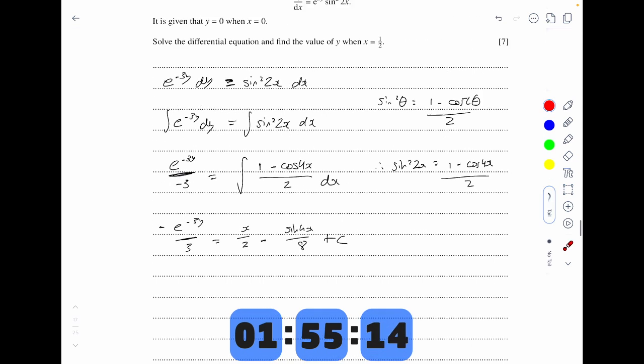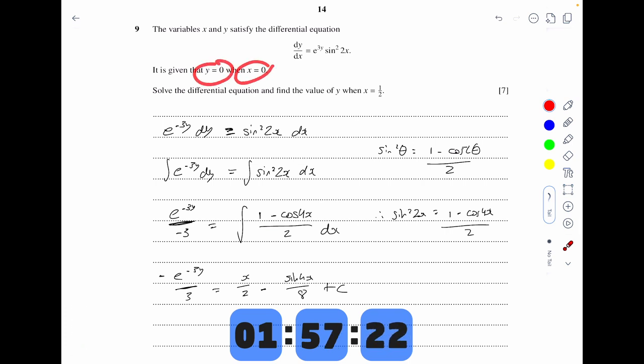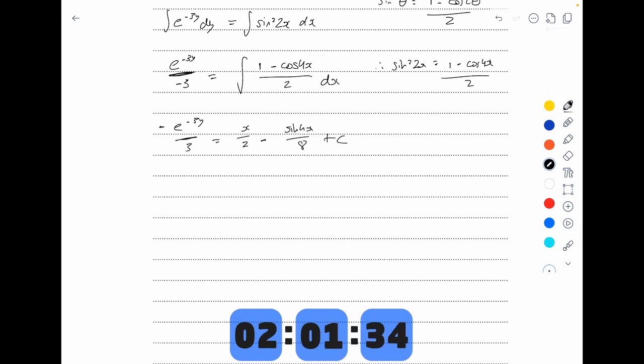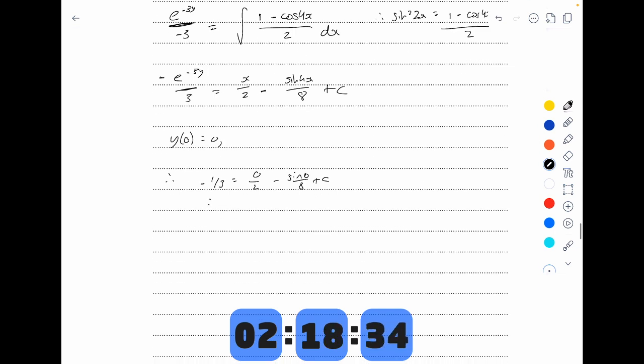Now, what do we know? y equals 0 and x equals 0. So y equals 0 and x equals 0. So if we set y equals 0, x equals 0, okay, we can therefore say that we get, so therefore c is equal to negative a third.